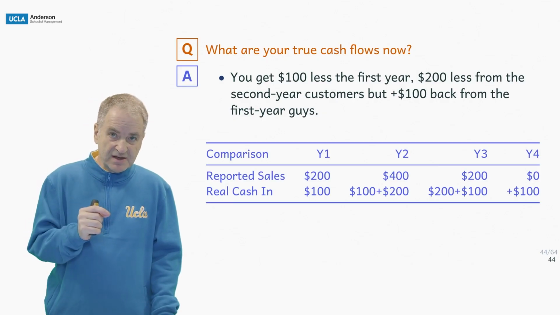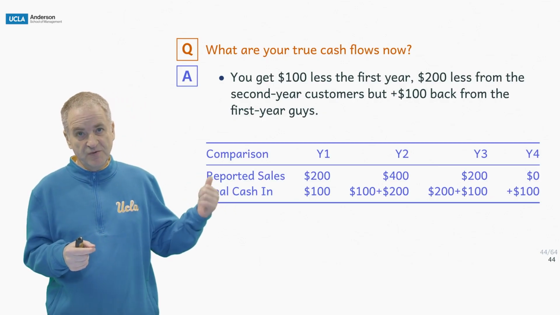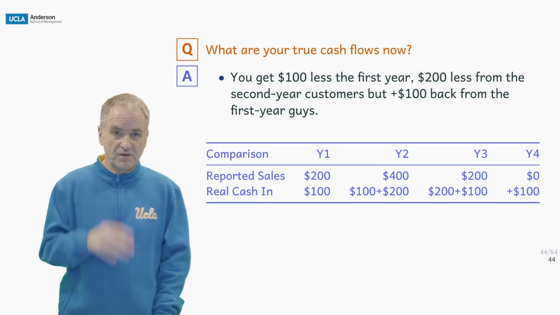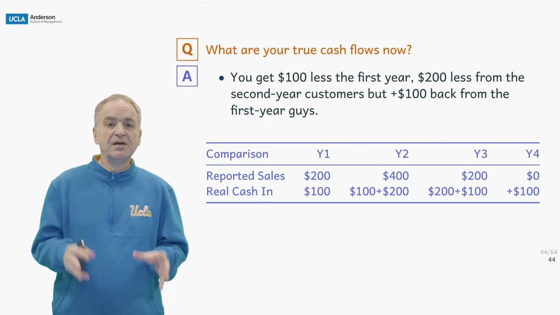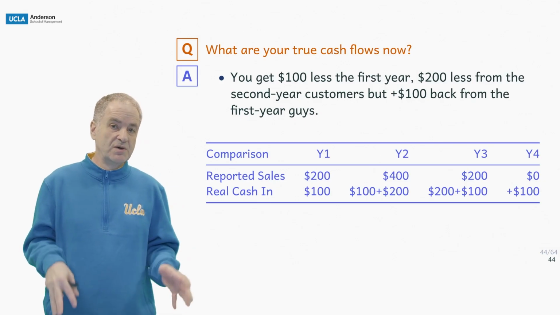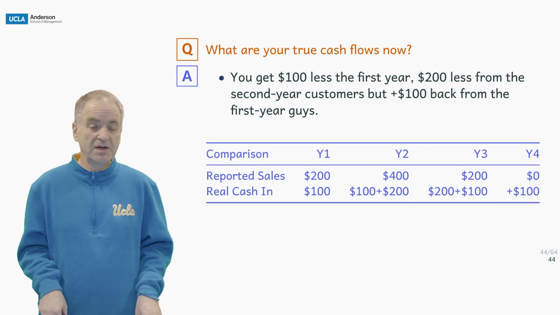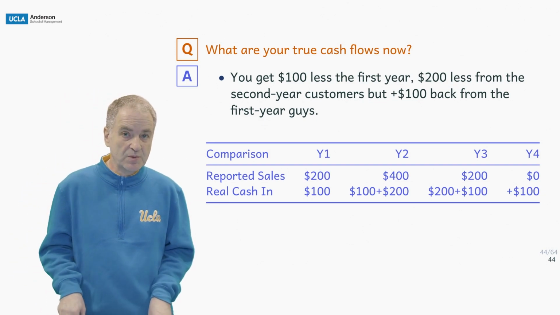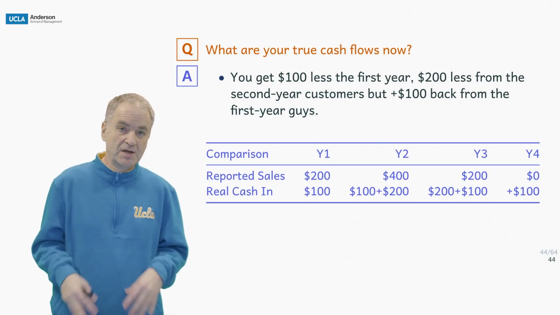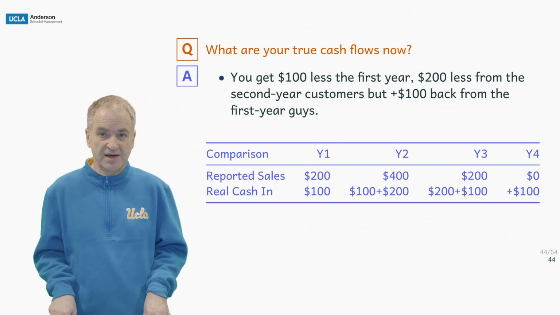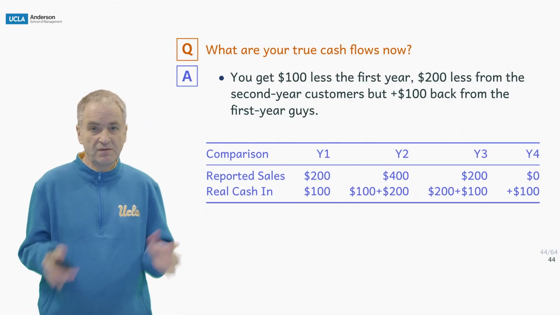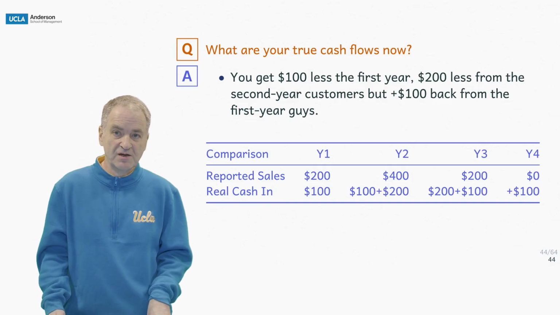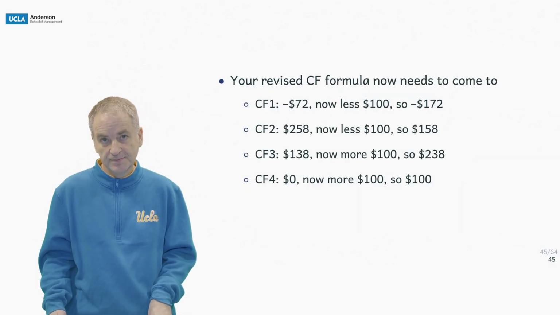$200 less from the second year customers, but we get the $100 back from the first year guys that hadn't paid them yet. We're going to go get those in the second year. So if you look at this comparison that I've put up here, the reported sales were 200, 400, 200, and then nothing. But if you look at the real cash in, well, first year we only got 100. Second year, we got 100 from the first year guys and 200 from the second year guys. Year three, then we get the rest from the year two guys and some from the year three guys. And then we get some more money from the year three guys in year four.